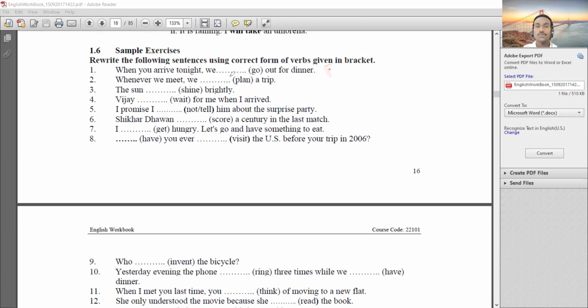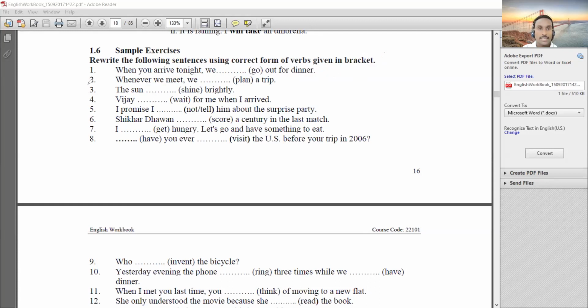If you want to use simple future, you have to use shall or will plus v1. So it should be, we shall go out for dinner. That is right. And if you write we will go out for dinner, that is also right. So both are right. Okay, that is the first.